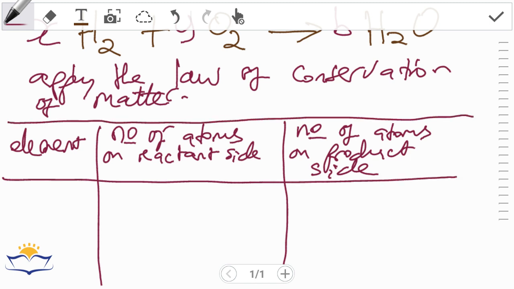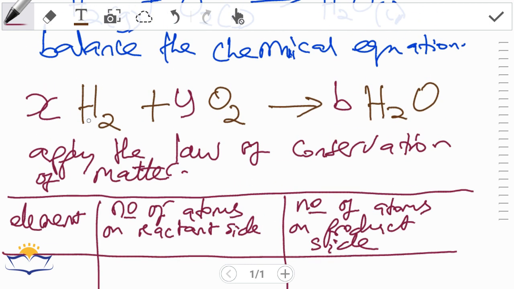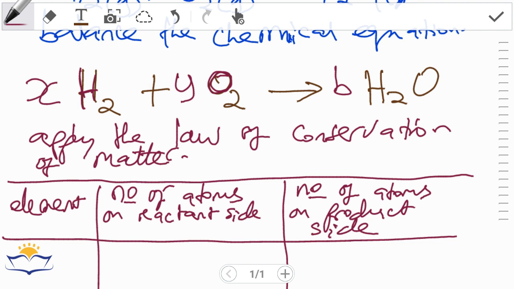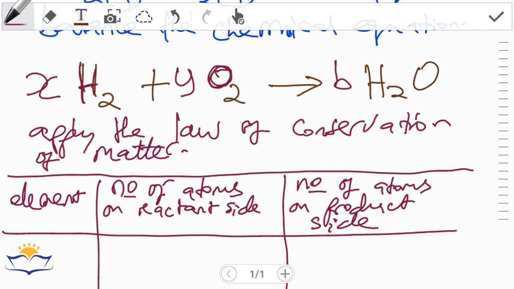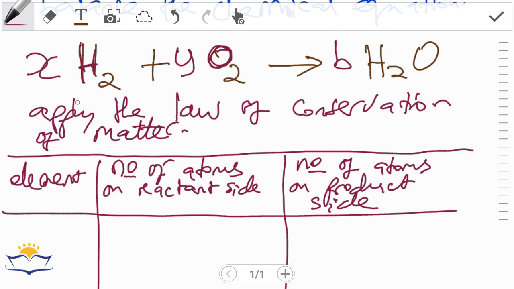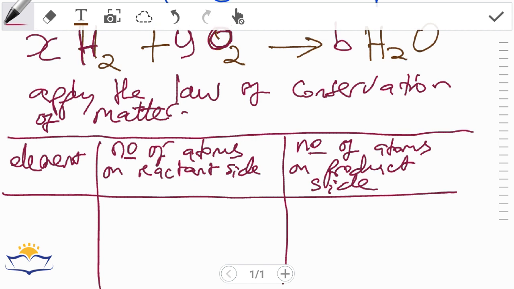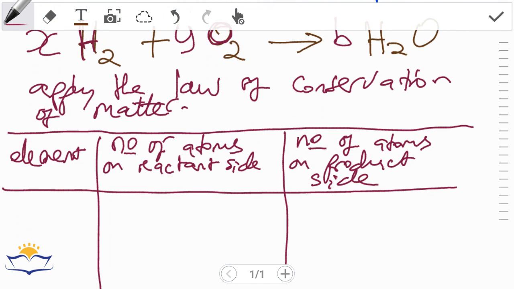So what elements do we have in our equation? We do have hydrogen as an element. We do have oxygen as an element. Counting the elements on the reactant side is not enough, we must also check the product side, because matter cannot be created or destroyed in a chemical reaction. It is simply rearranged. We don't destroy atoms or form new atoms; the atoms on the reactant side are just broken apart and rearranged to form a product.